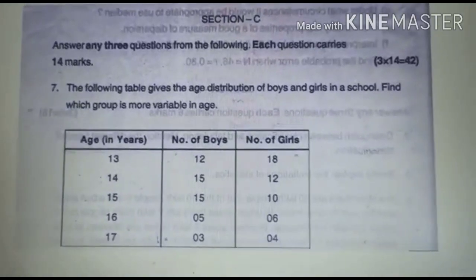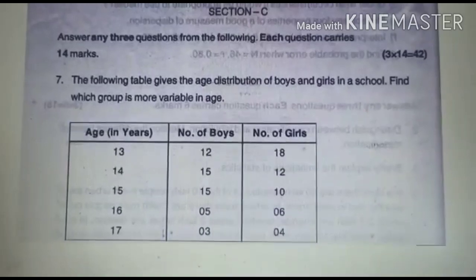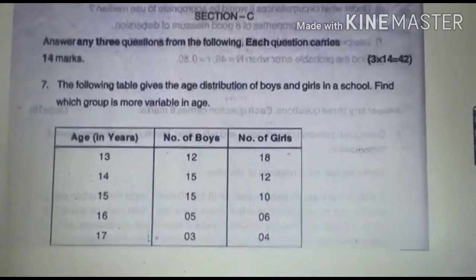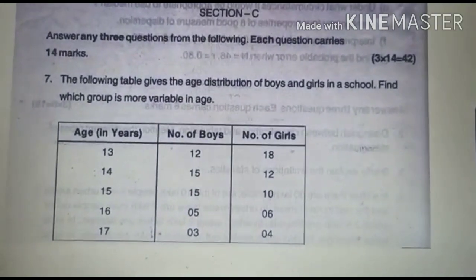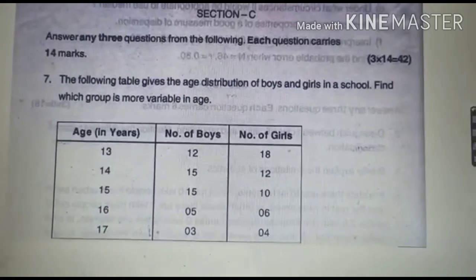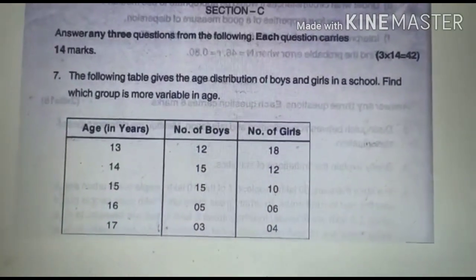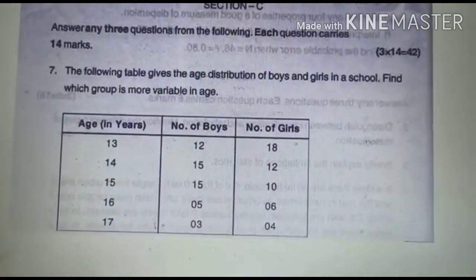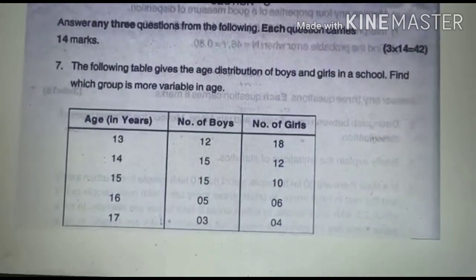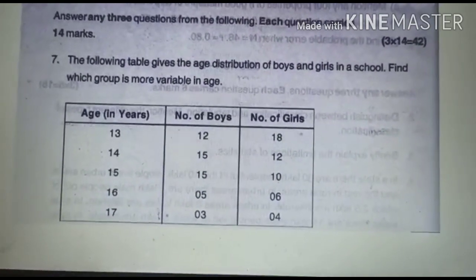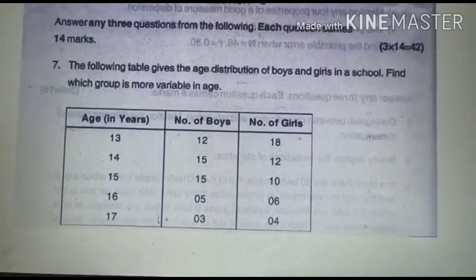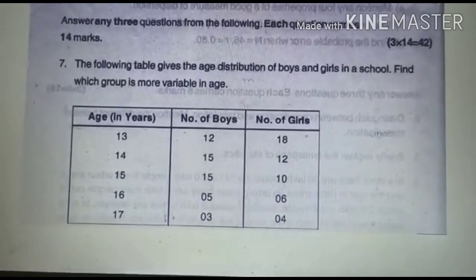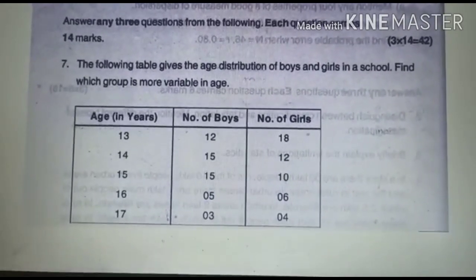So today we are going to solve the problems on discrete series. The following table gives the age distribution of boys and girls in a school. Find which group is more variable in age. So age and number of boys and girls are given. You need to find who is more variable in age. For that we need to calculate the coefficient of variation.